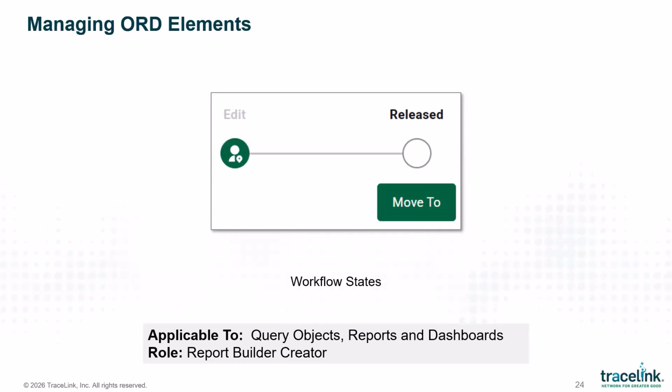Let's start with states. Each of these elements, query objects, reports, and dashboards, move through different states as you work through them. Initially, when you create one of these elements, it starts off in the edit state. This is where you define the attributes, make configurations, and set everything up. Once you're done with your setup, you transition the element into the release state.